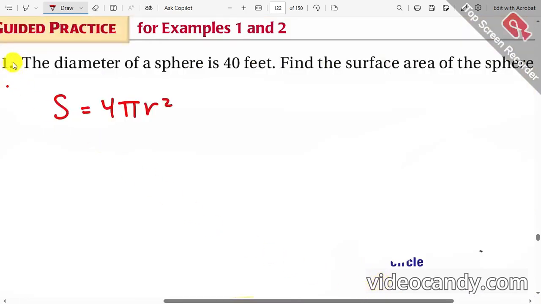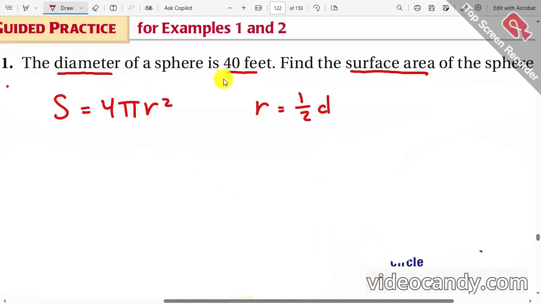All right, please pause and try number 1. They say the diameter is 40 feet, and they want us to find the surface area. Don't forget the radius is going to be half of the diameter. So you'll have to do that first and then plug in. Pretty simple, and round off to 2 decimals.